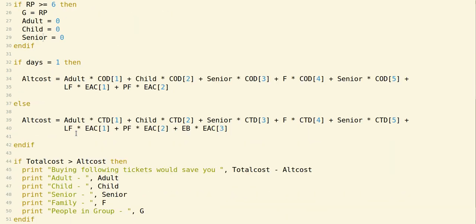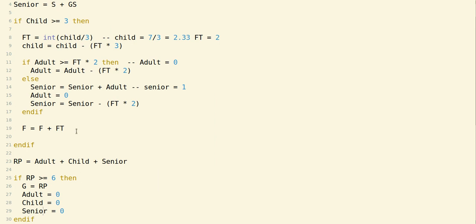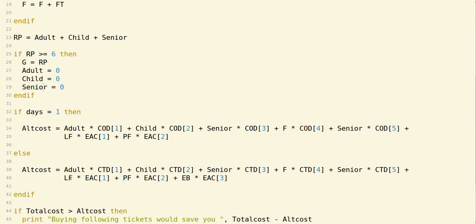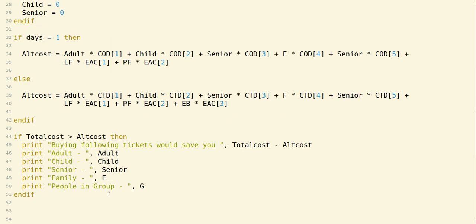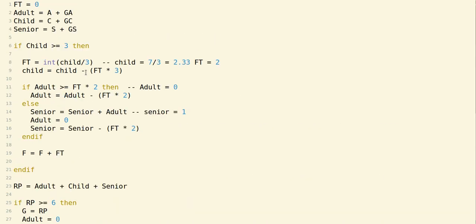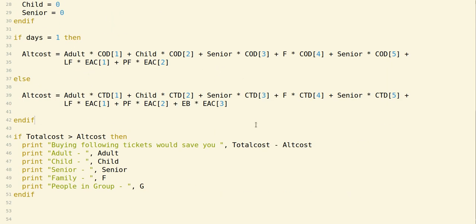After that, we are checking whether the number of days selected was 1 or 2. If it's 1, we are computing an alternate cost with the values that we computed over here. If it's 2, then we're computing the alternate cost for a 2-day ticket. And at the end, we are comparing the value of alternate cost with total cost. If the total cost that we calculated in task 2 is greater than the alternate cost that we are calculating over here, then we're going to suggest that the user should be purchasing the tickets in this particular combination that we have computed, so that the user gets a better value.